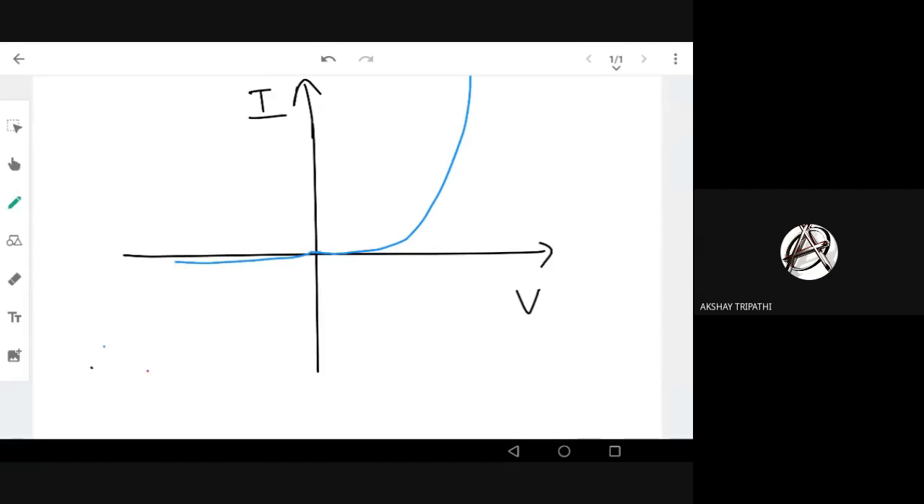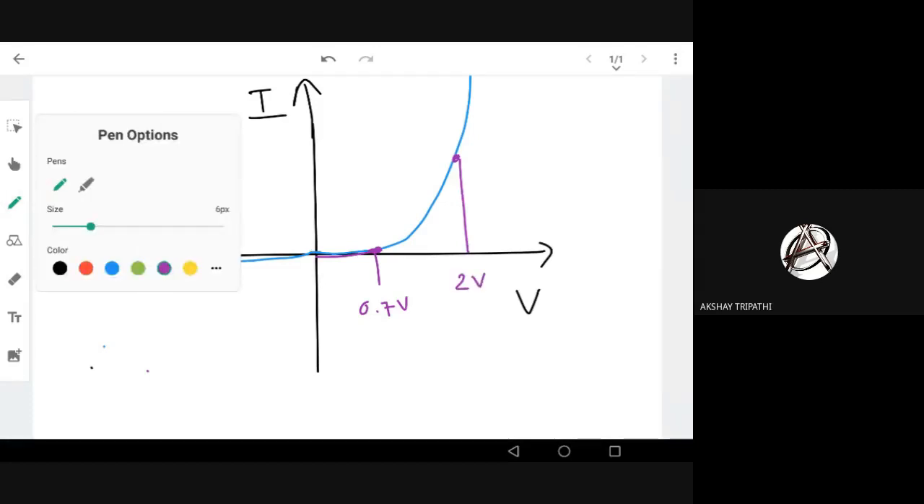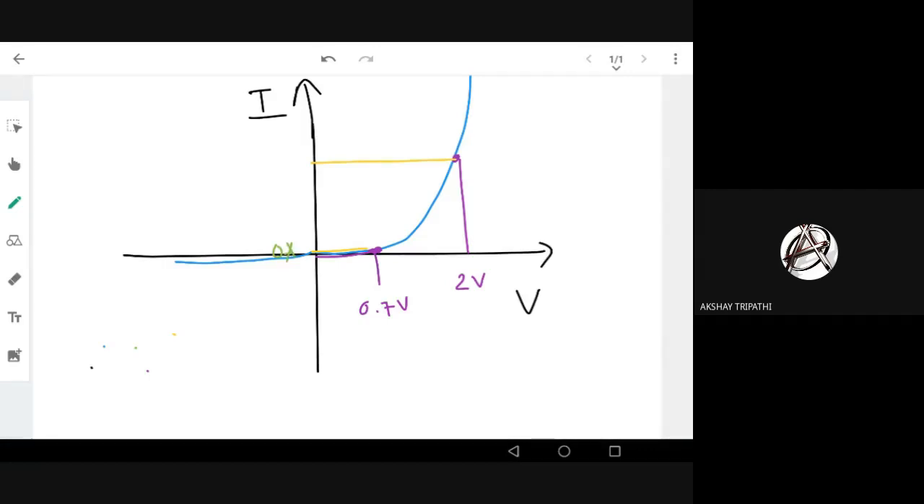For that, we need to find a small portion of the curve. For example, we start with a point near the knee voltage, say 0.7 volt for silicon. I will take some other point at some other voltage, maybe 2 volt or something. Now we measure the equivalent currents at these two points and note them. Here the current is 0 ampere, and here the current may be 5 or 10 milliampere, whatever, say 10 milliampere.